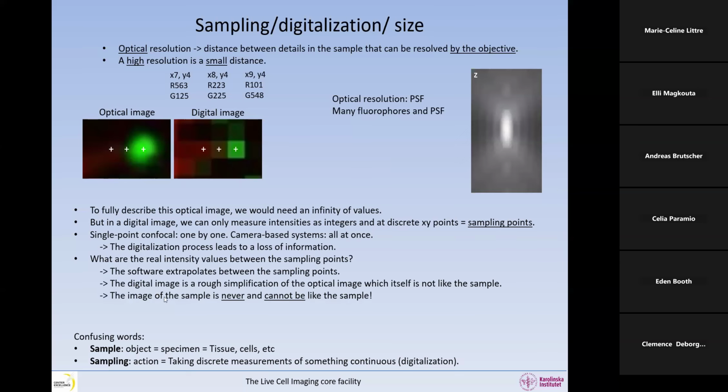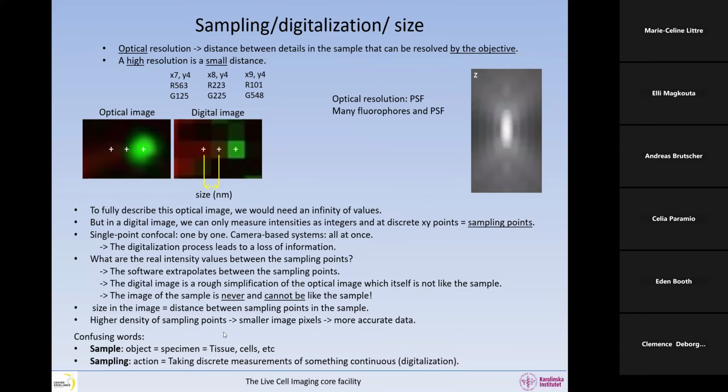This is the reason why at the beginning of this course, I said the image of the sample is never, and cannot be, like the sample. We have many layers of transformation between the sample and the final image. So the pixel size in the image is the distance between sampling points in the sample. So this distance here is the pixel size, and that would be in nanometers. So it corresponds to the distance of the sampling inside the sample.